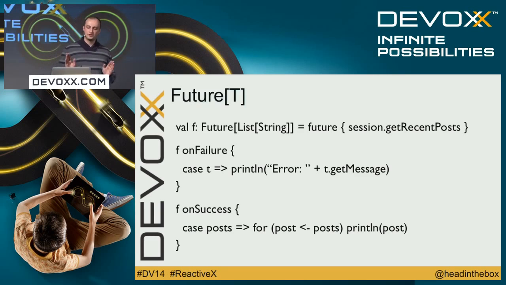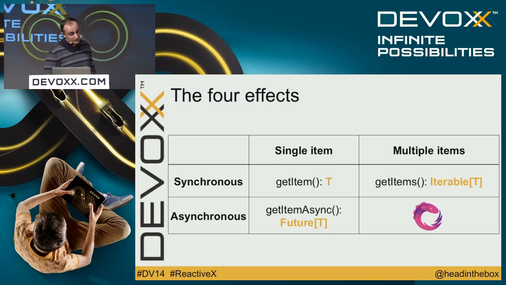I don't want to dive too far into the futures. The only thing that I want to say is that they're all nice and well, but once you start to use them for multiple items, it gets quite complicated, because now you have to use futures of lists of futures or some kind of combination of that, and composability is really nowhere to be found. So let's go back to our table of the 4 effects and look at what Rx has to offer for us for asynchronous computations with multiple items.